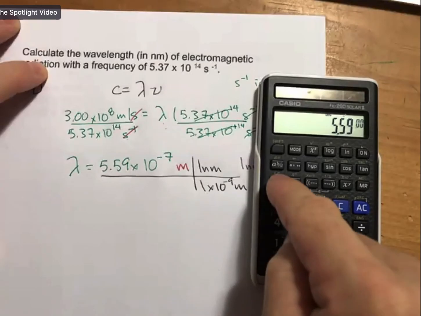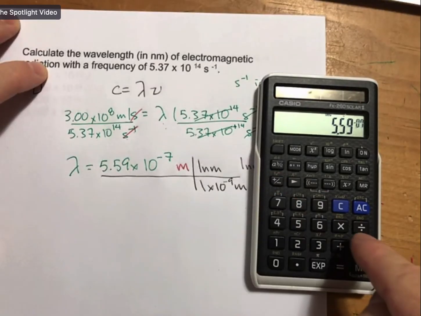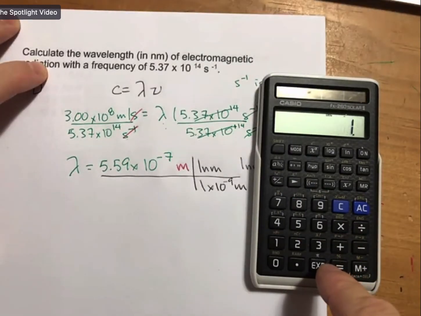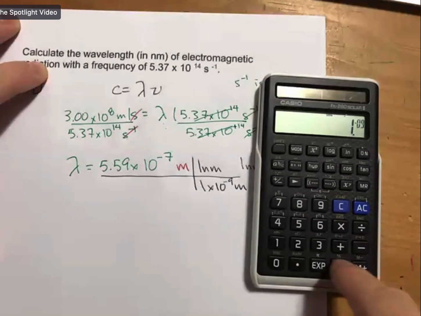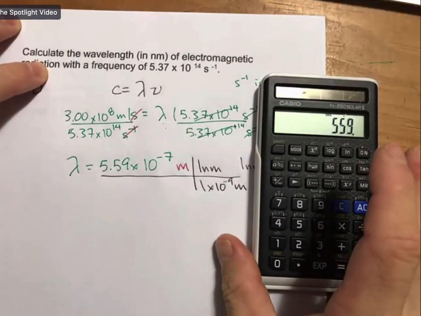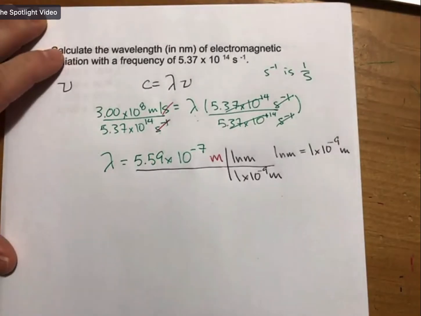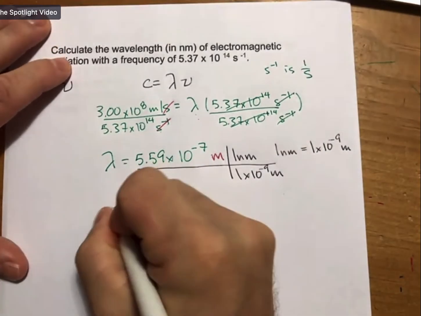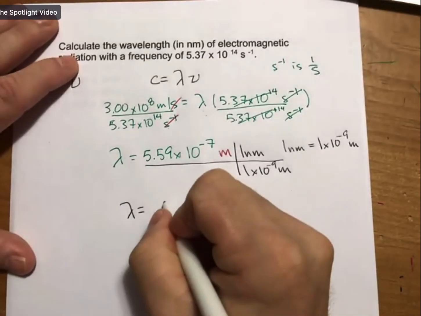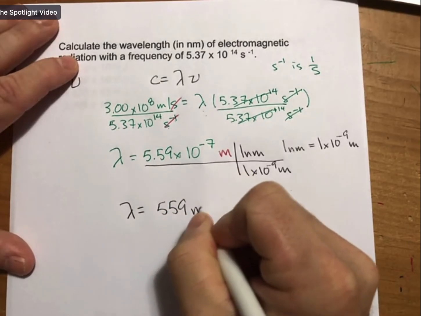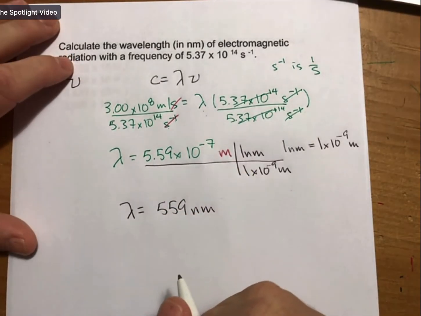5.59 times 10 to the minus 7 divided by 1 exponent minus 9, and I get 559 as my number, and that's going to be 559 nanometers.